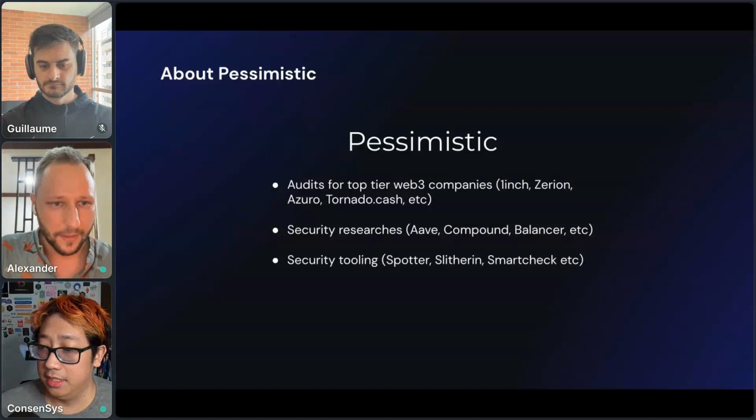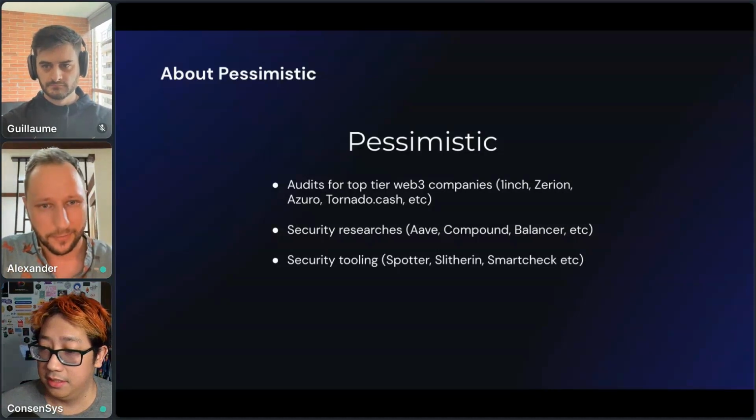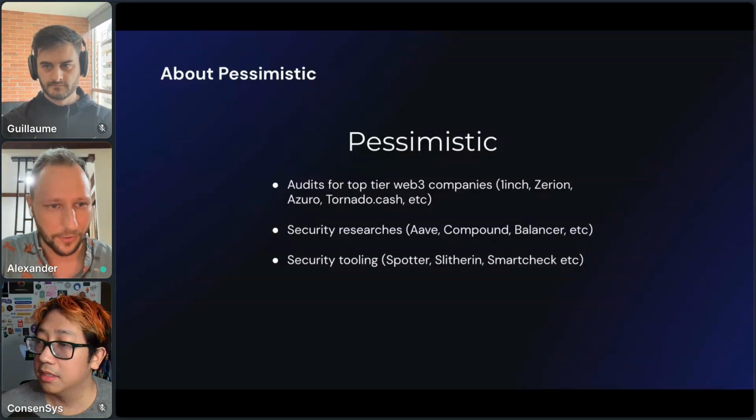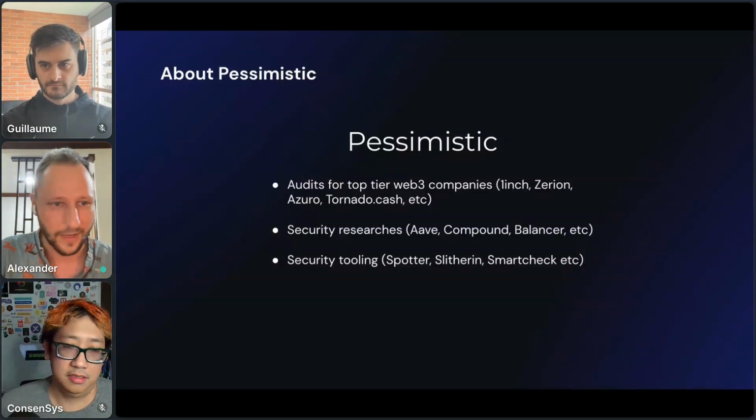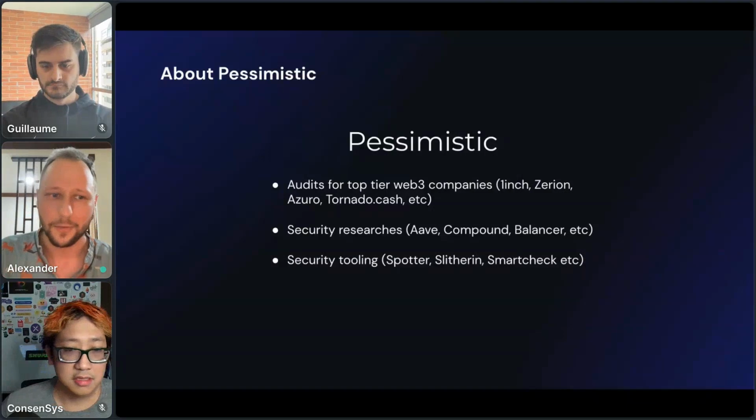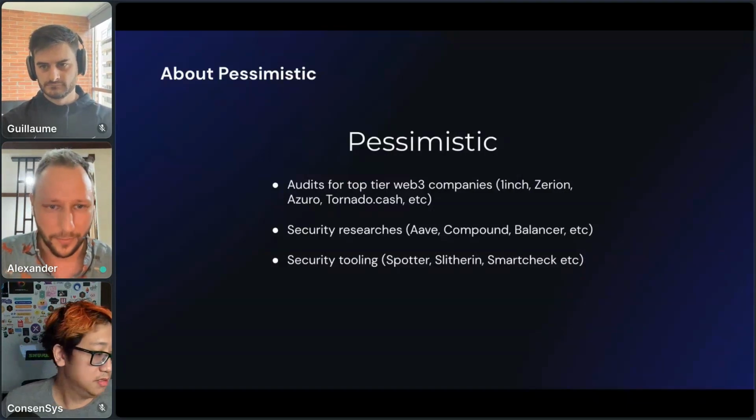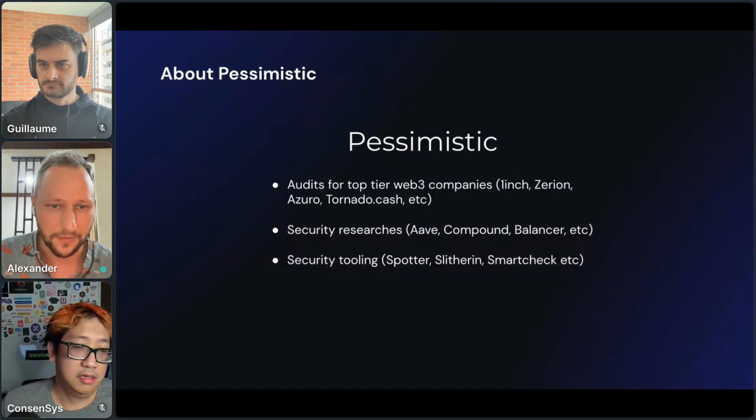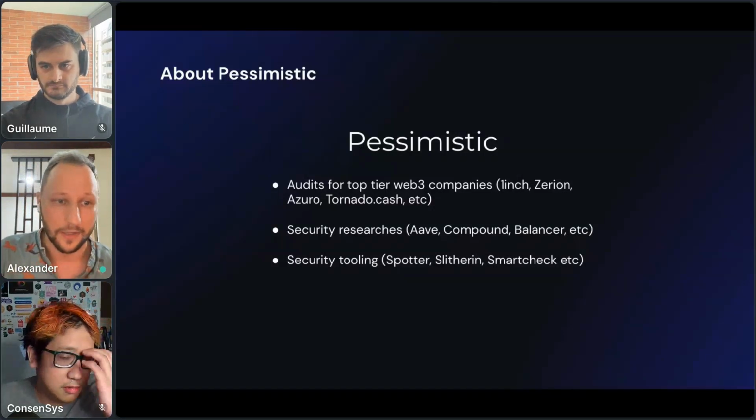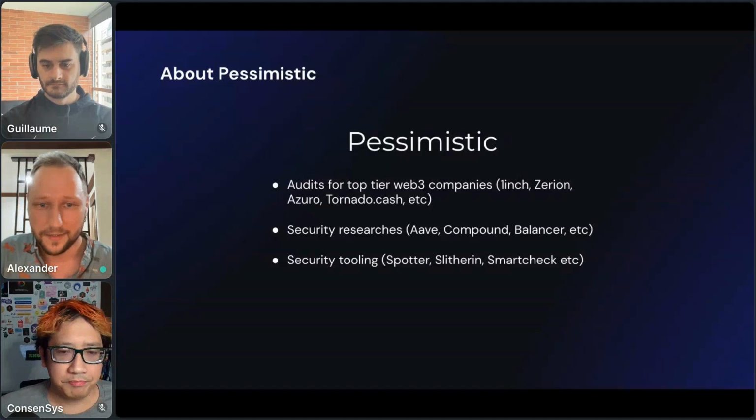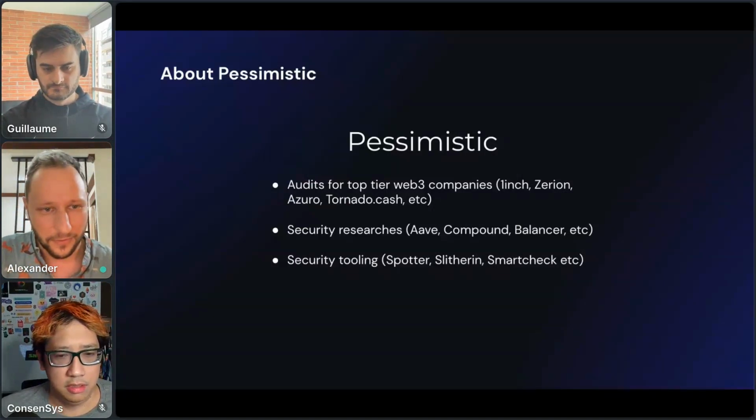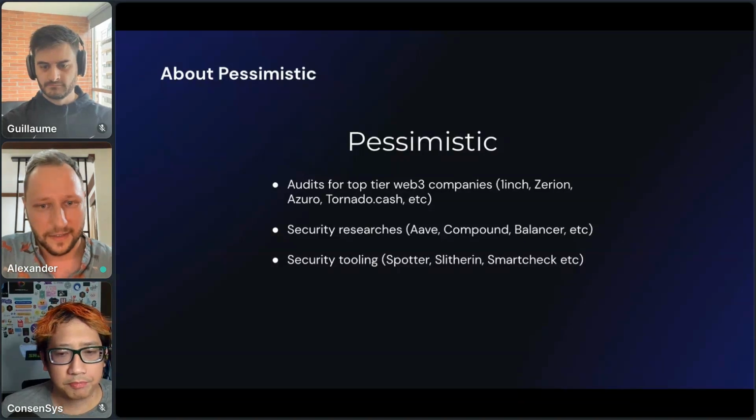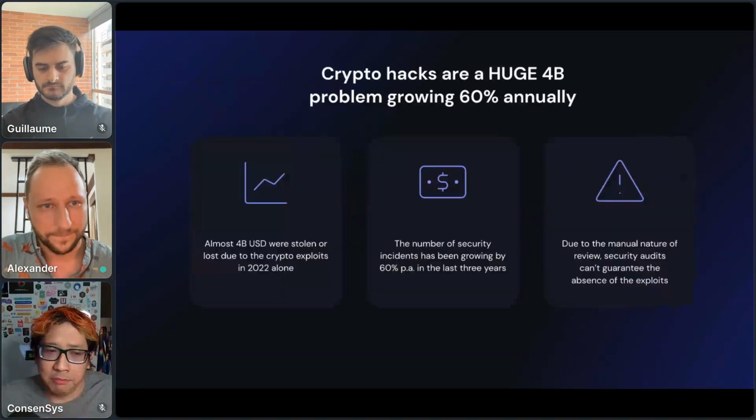Okay, so at Pessimistic, we do security audits for top-tier Web3 companies. We do a lot of security research. So if you are a developer, come visit our blog right now, because we do a lot of research on how to properly integrate your protocol or dApp into Aave, Compound, Balancer, etc. And we develop a lot of security tooling like Spotter, Slither, Smart Check, and some of our tools are really popular. So come and use our tools.